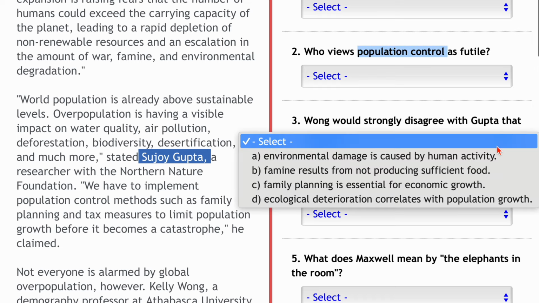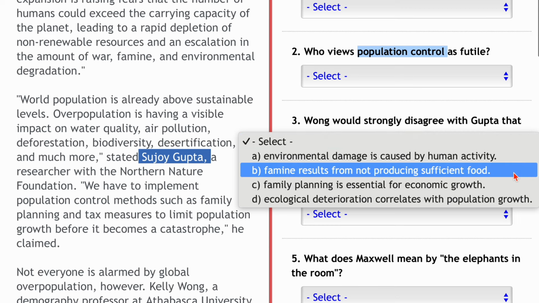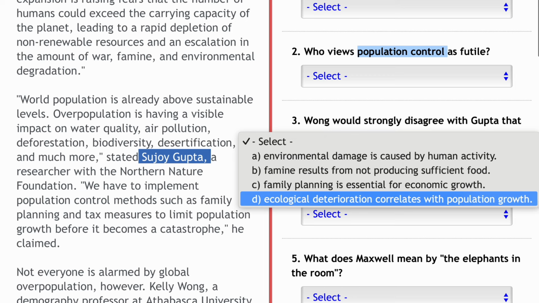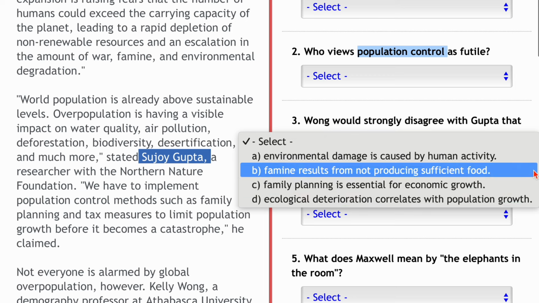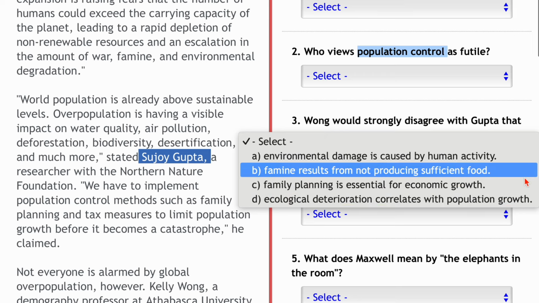Environmental damage is caused by human activity. Famine results from not producing sufficient food. Family planning is essential for economic growth. Ecological deterioration correlates with population growth. Well, we have the answer. We read both Gupta and Wong. So what do you think?